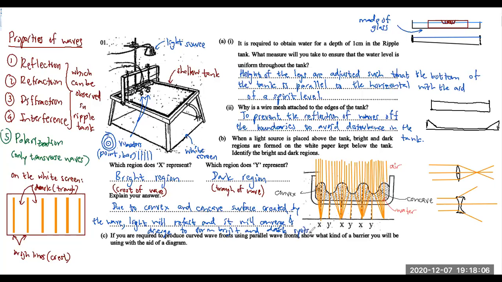Okay, if not, you can say X and Y. Now, if you take X, you can say the majority of light rays converge. At Y, you can say a minimum amount of light rays are reached. So that is the explanation for the formation of these lines on the white screen you get at the bottom.